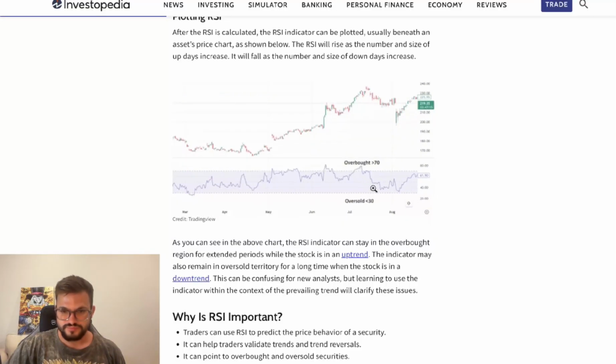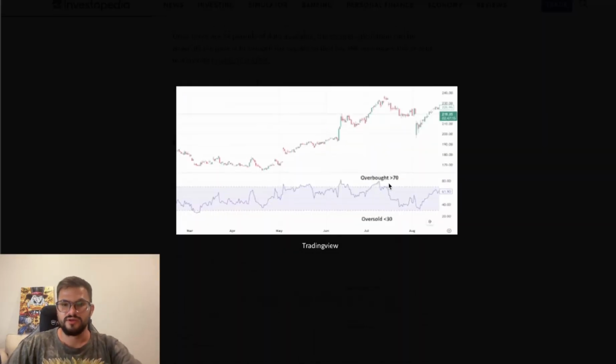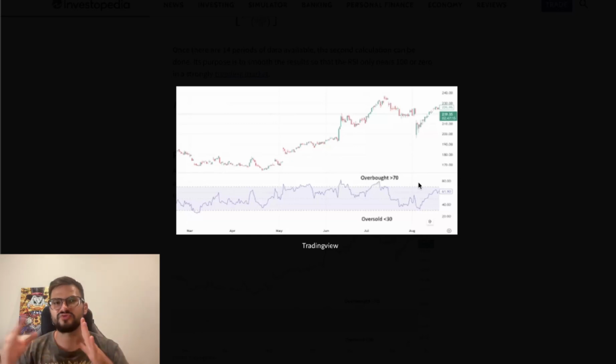And right here you can see as well, if the RSI is overbought, it's over the 70 zone. That's usually a good time to take some profits. Very easy, very simple. When the RSI is overbought, it means the market is very hot, so it might be a smart decision to take some profits.